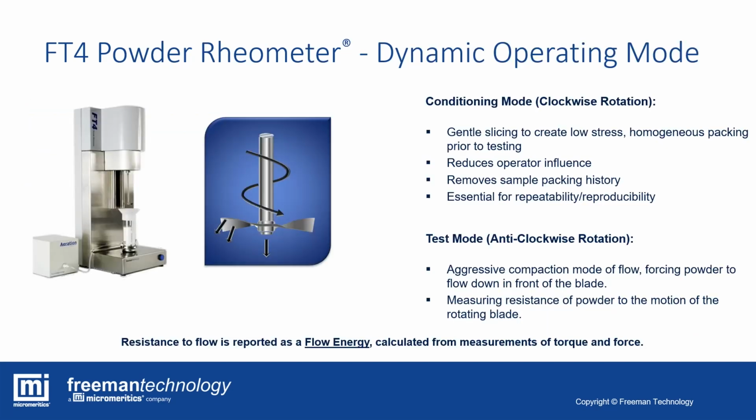The FT4 has 2 main operating modes in dynamic testing. This includes conditioning and testing the powder. During the conditioning cycles, the blade is rotating with the sharp edge facing forward so that we can get a gentle slicing motion through the powder sample.